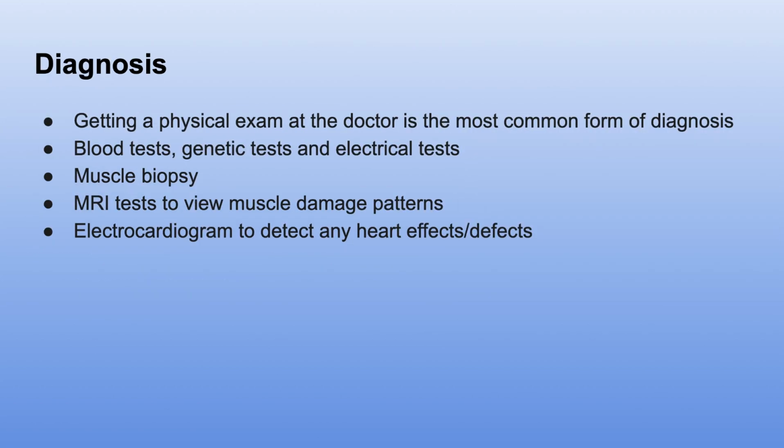For diagnosis, the most common form is just to go to the doctor and get a physical exam where they observe you and determine whether or not you have muscular dystrophy. Or you can get a blood test, genetic test, or an electrical test. The blood test is the most common and most sought after method. You just go in and get a syringe inserted into your vein and get your blood withdrawn so they can test your blood. Or you can get a muscle biopsy.